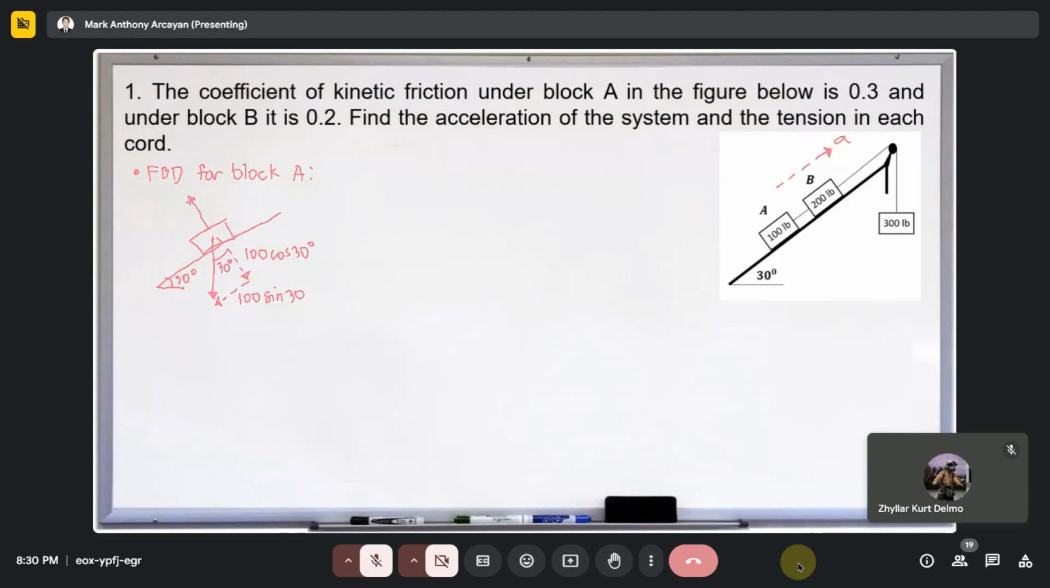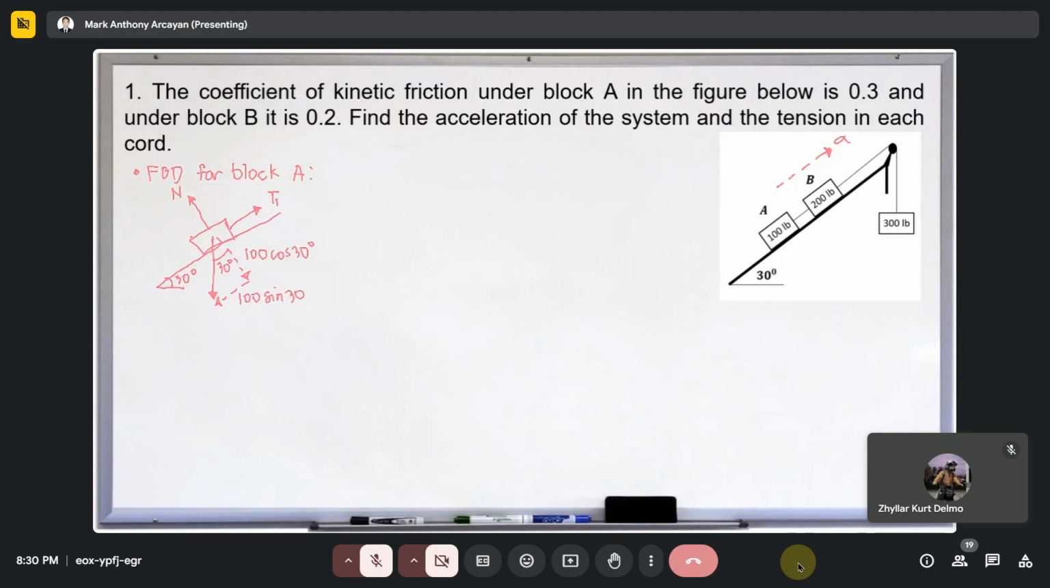Next, we have a normal force N. And then we have a tension due to the cable that connects blocks A and B. The tension is always away from the object. We will label this as T sub 1. Next, there is a frictional force that exists between the surface of block A and the inclined plane.